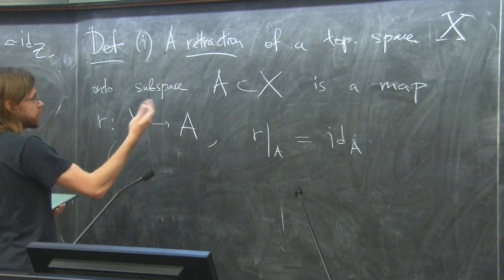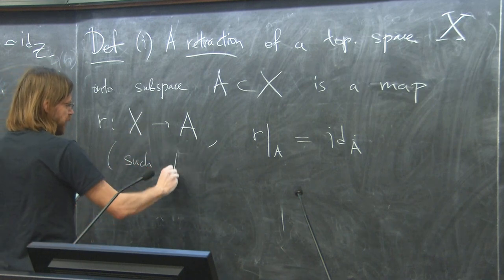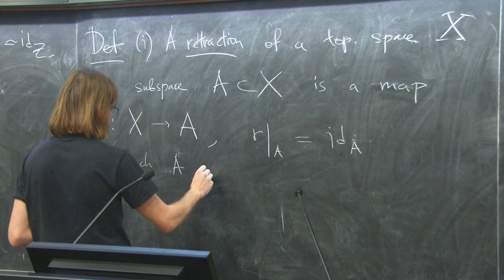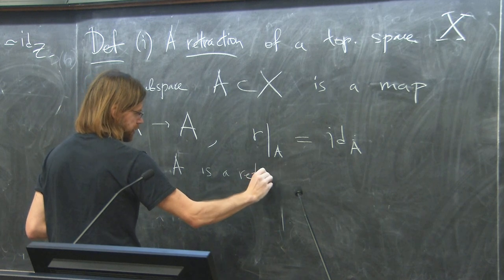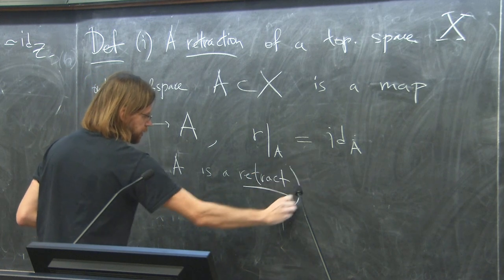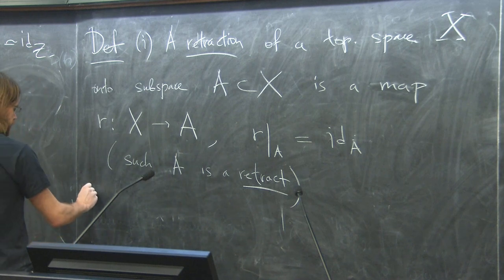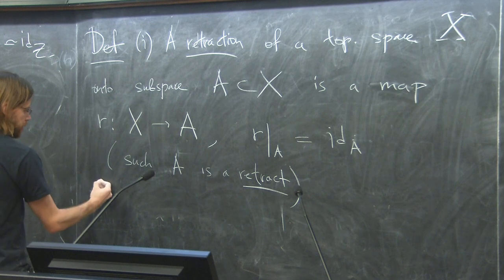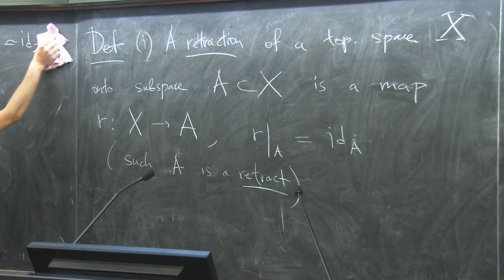And if such a retraction exists, then the corresponding subspace is called a retract. This is the first part: the definition of what is a retraction and, correspondingly, a retract.